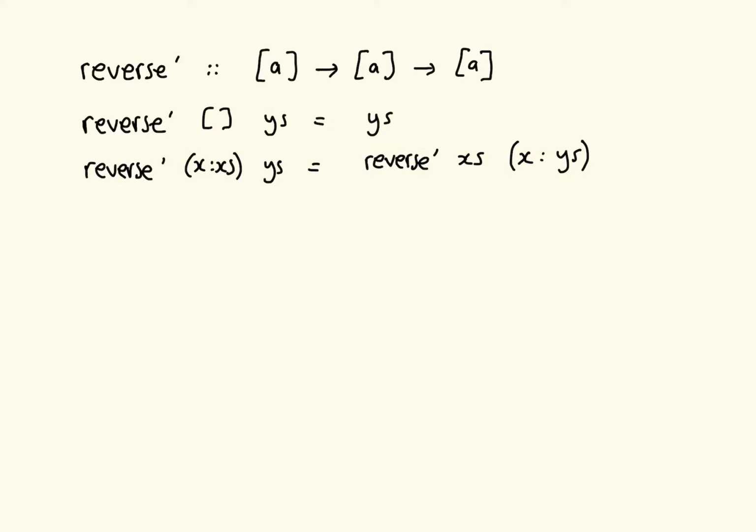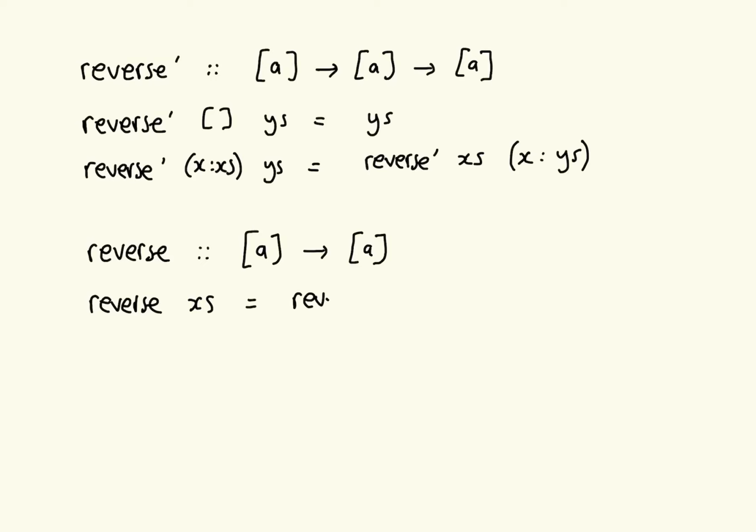But it's not reverse prime that we're actually interested in. We wanted a more efficient version of the reverse function. But it's very simple now to recover the reverse function in terms of reverse prime. So I'm going to define a new version of reverse. It's got the same type as the original one. It takes a list and gives back a list. And how am I going to define this? Well, I'll give it a list x's, and then I'm going to call reverse prime, passing in x's as the first parameter, and the empty list as the second parameter.